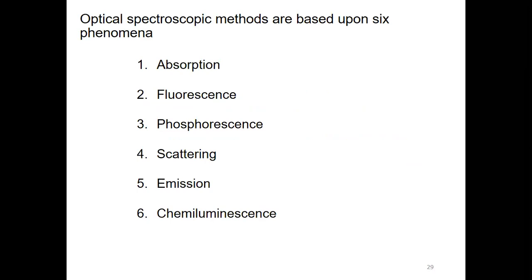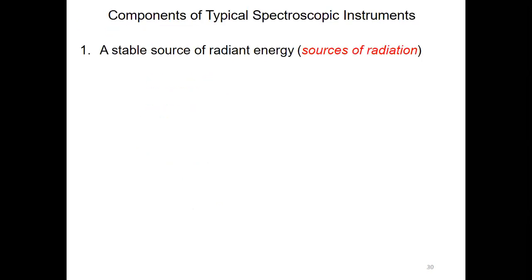Okay, these optical spectroscopic methods are based on 6 phenomena. These 6 are the main phenomena associated with the optical spectroscopic techniques: absorption, fluorescence, phosphorescence, scattering, emission, and chemiluminescence. So when we learn the basic components, we will discuss how those components are present in these different cases.